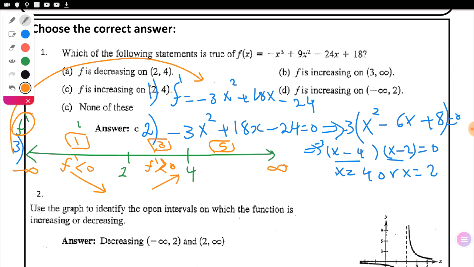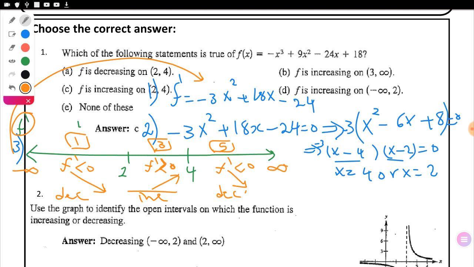Increasing. If you replace by 5 here, the derivative will be less than 0, so it will be decreasing. So the function is decreasing on negative infinity to 2, and 4 to infinity, but increasing here between 2 and 4. Here decrease, here increase, here decrease. So if it says decreasing on the open interval 2 and 4, no, it is increasing. The first one is wrong.